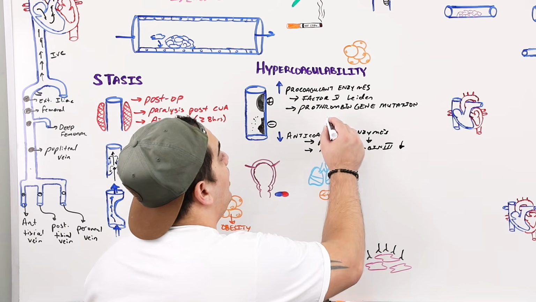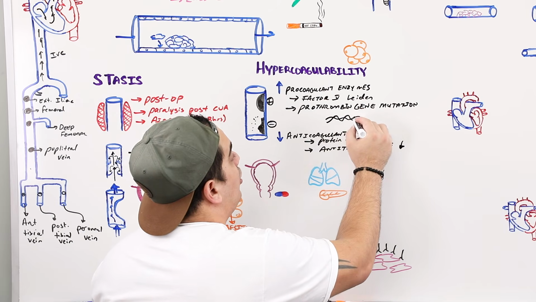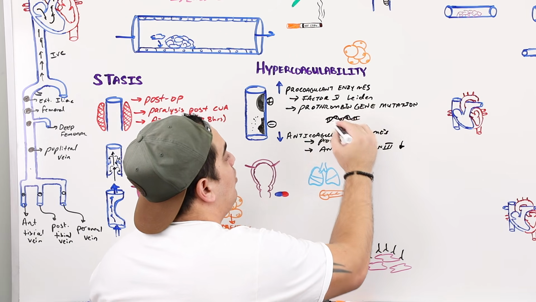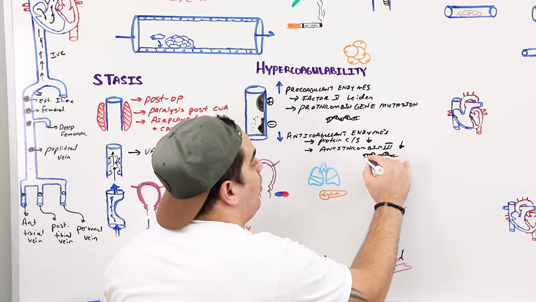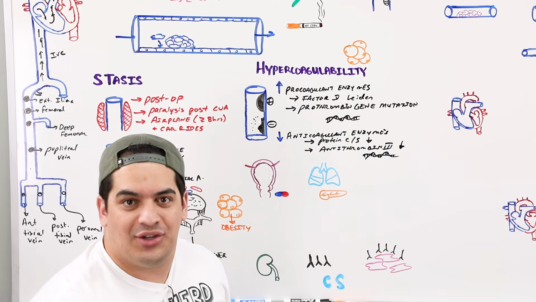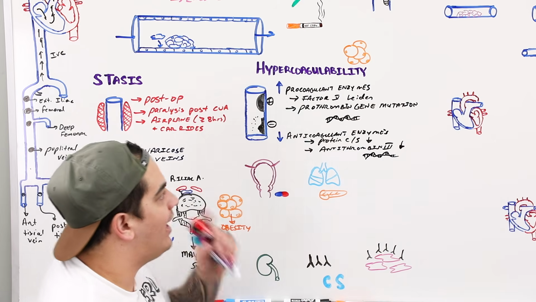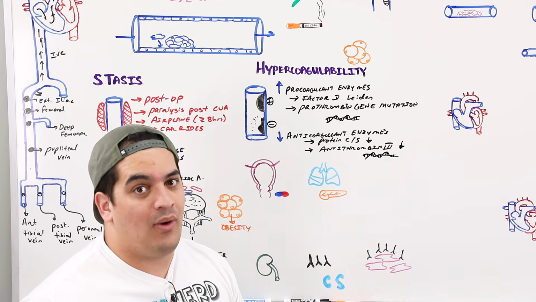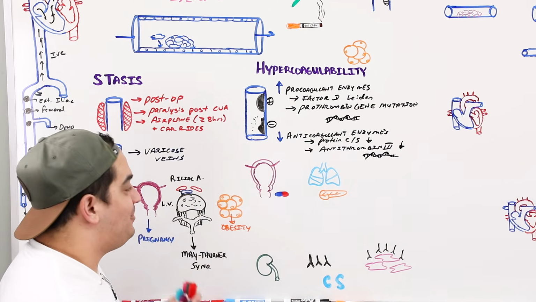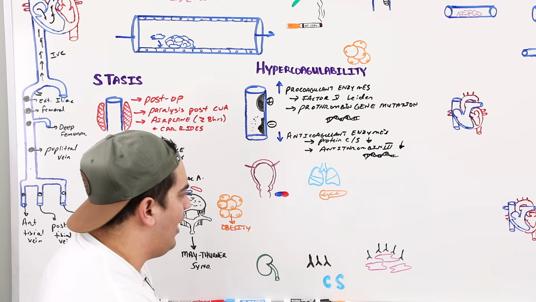The big thing to remember is that these are genetic causes. There is something wrong with the individual's genetics where they have an issue with these particular mutations. So please don't forget that. These are genetic causes of hypercoagulability. There are also acquired causes of hypercoagulability that we have to talk about. So what's a potential acquired cause?